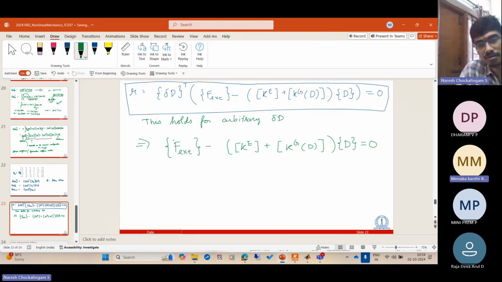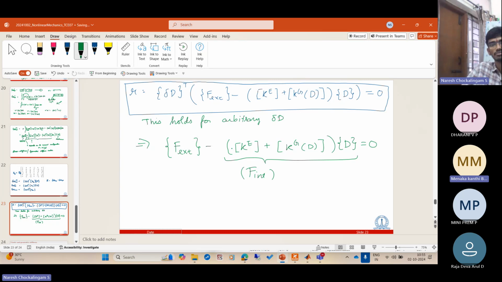So why did we really do all this? We did all this because we wanted to get an expression for the internal force. When we have nonlinearity, when we have large displacements and rotations, the internal force is not easy to get. So we use the principle of virtual work, and we know what Ke is. We know what Kg is in terms of the force. Therefore, we know what the internal force is. So this is the expression for internal force.